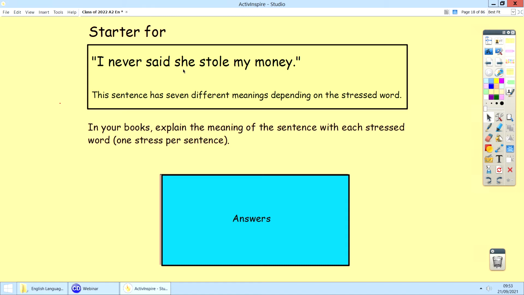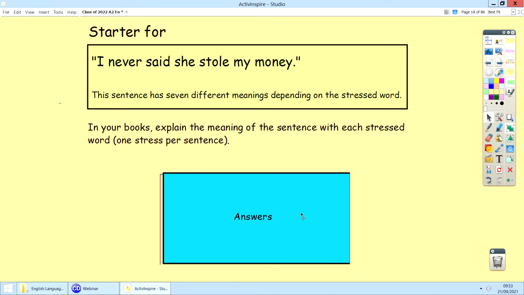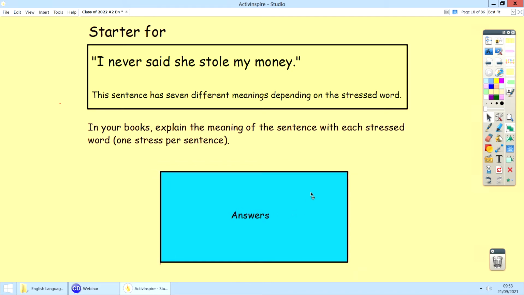So in your books, you need to take a second and pause this and then describe which stressed word changes the sentence to mean something else. So I never said she stole my money. I never said she stole my money. I never said she stole my money. And I never said she stole my money. How do those sentences vary depending on where on earth you put the emphasis? Well, okay, so go ahead and try that. And I'll give you the answers when you come back.